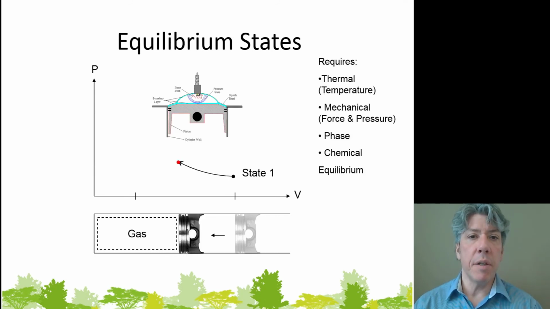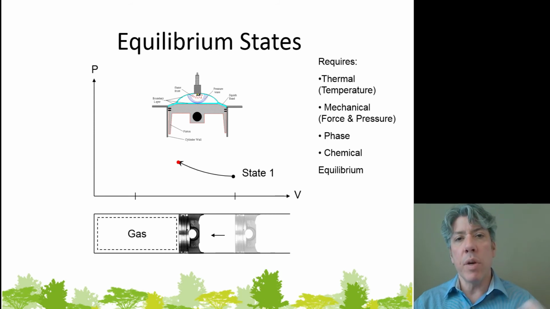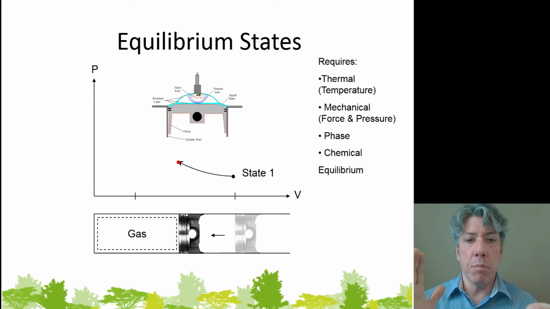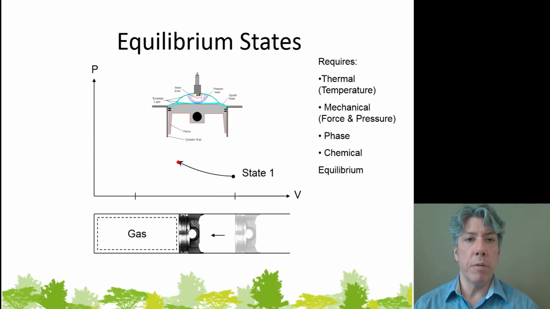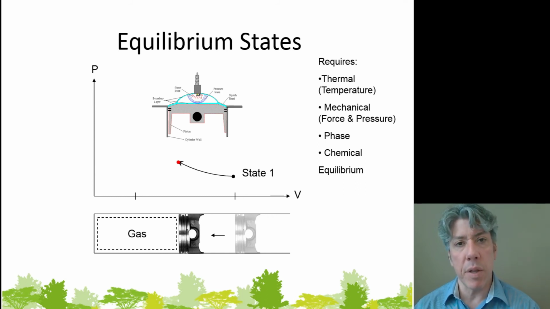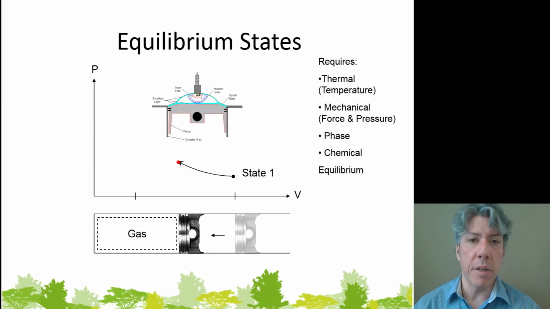Now, we will often assume that we have so-called equilibrium states, and what that means is that as a system moves from one state to another, everything within the system is at equilibrium. It's all balanced. In other words, if we just move from state one to some other state and just let it sit there, that state would never change, right? It immediately reaches equilibrium when we move to that new state. So this requires balance in thermal, for example. So the temperature has to be the same or uniform throughout the system.